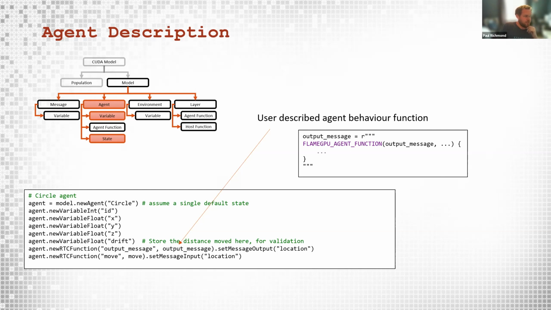It has an X, Y, and Z position. It has a drift variable, which is used to store the distance that it's moved. We use that for part of our validation of this particular model. And then it has a number of functions: an output message function and a move function.